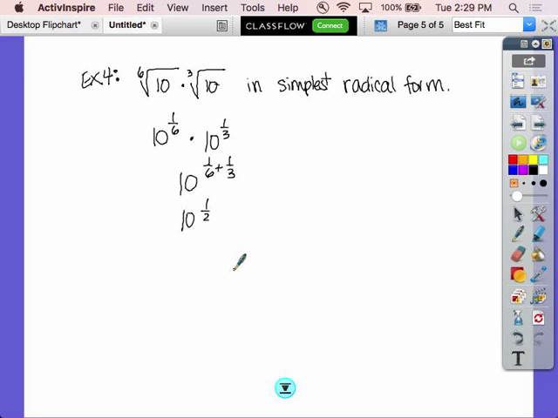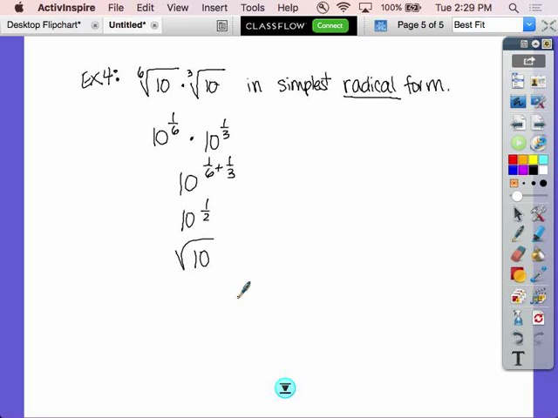Huh? No, that doesn't work every time, but that's a good thought. 1/6 plus 1/3 is 1/2. And so how do we write that in simplest radical form? How do we write something to the 1/2? The square root. Good.